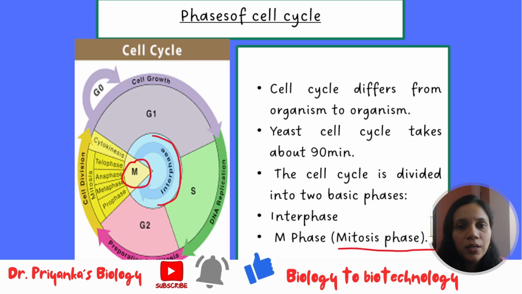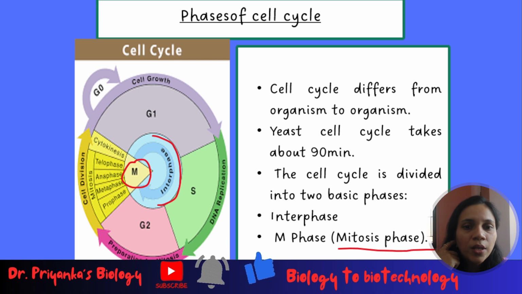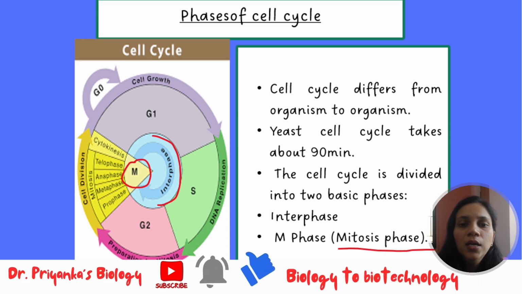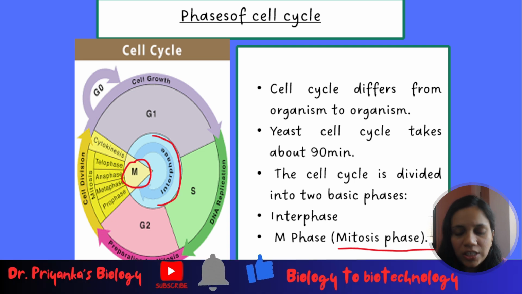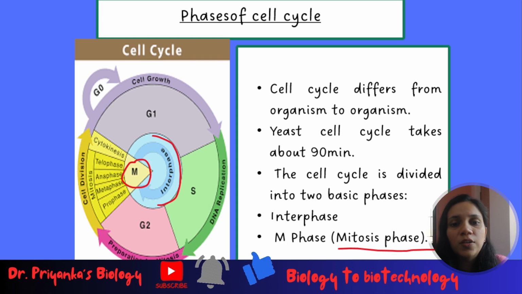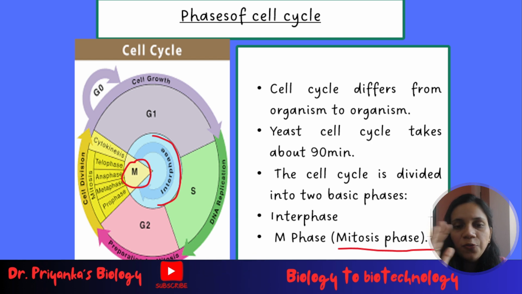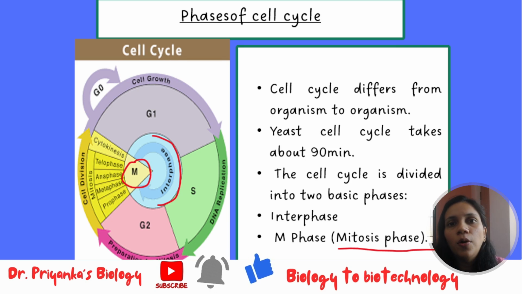Coming back to the phases of the cell cycle, there are two parts: the interphase and the M phase. The interphase is again divided into the G1 phase, S phase and the G2 phase. This interphase is also called the resting phase. Why is it called the resting phase? Because it is like a bus stop. The interphase of the cell cycle is like a bus stop.